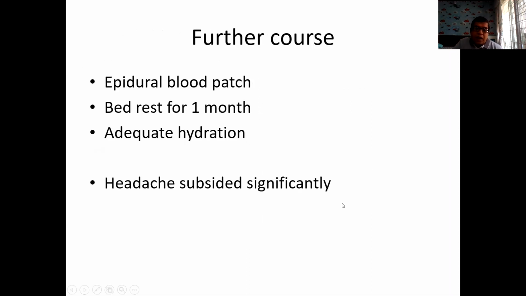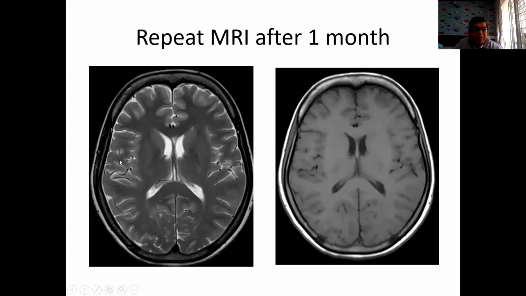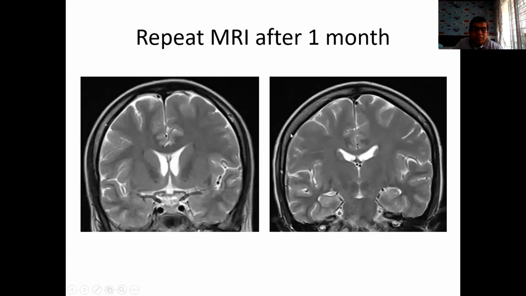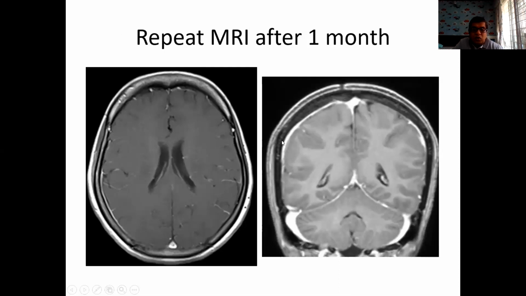And then she was given epidural blood patch, bed rest, analgesics, hydration, and the headache subsided significantly. And we repeated her MRI after 1 month. The hygromas have nearly disappeared, there are only very subtle hygromas, and you can see that even the enhancement is significantly less in this lady.